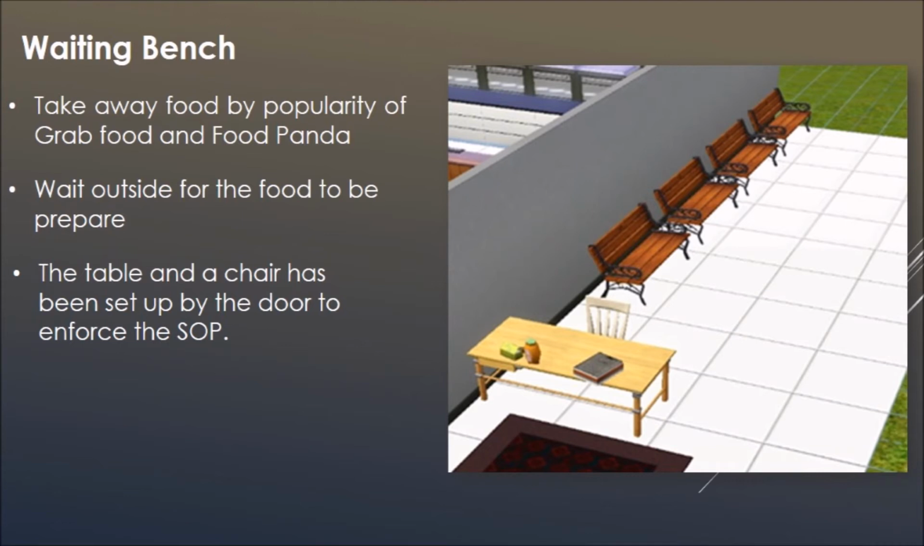These ideas were introduced due to an increase in the number of customers who prefer to take away their food, driven by the popularity of GrabFood and Foodpanda during the present world pandemic of COVID-19. The waiting bench will provide convenience for customers and food delivery persons to wait outside for the food to be prepared. One of the standard operating procedures, SOP, requires businesses to record customer name, temperature, phone number, and identification card number. A table and a chair have been set up by the door to enforce the SOP.